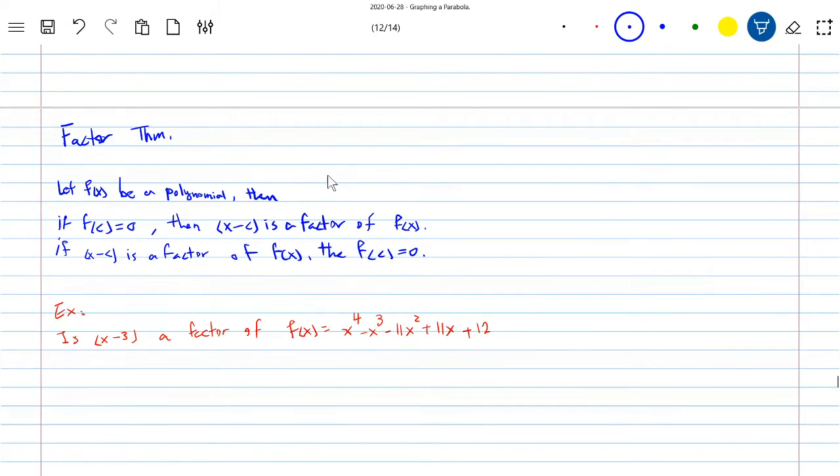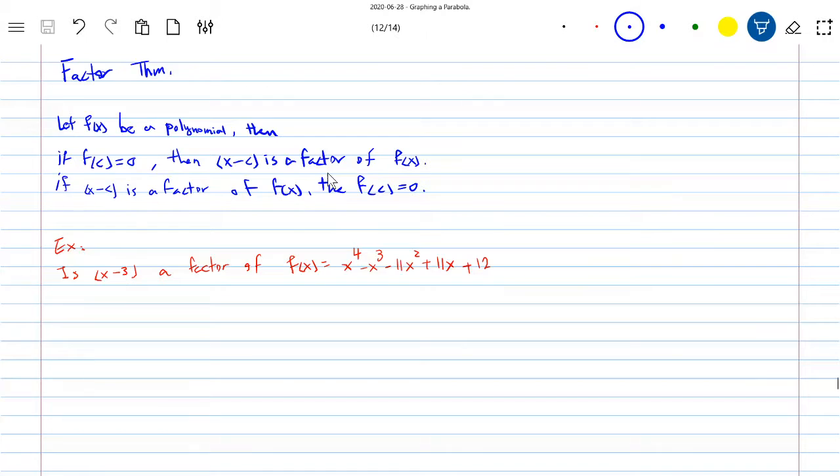Today's lecture, we're going to continue to solve for solutions of a polynomial. First topic that we're going to talk about is the factor theorem. I mentioned it in the previous lecture. We're going to focus on it a bit more today.